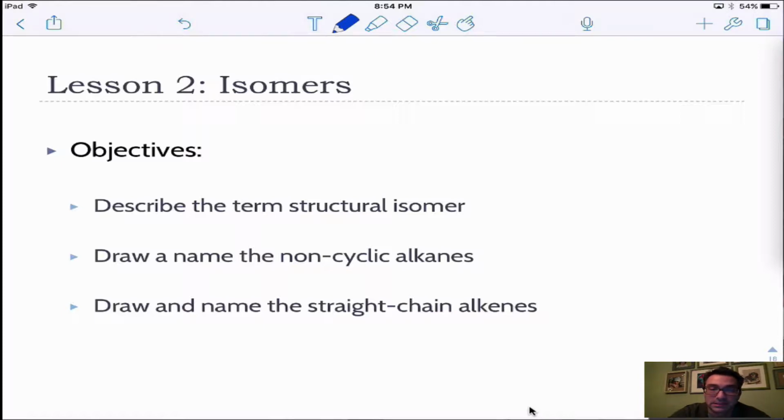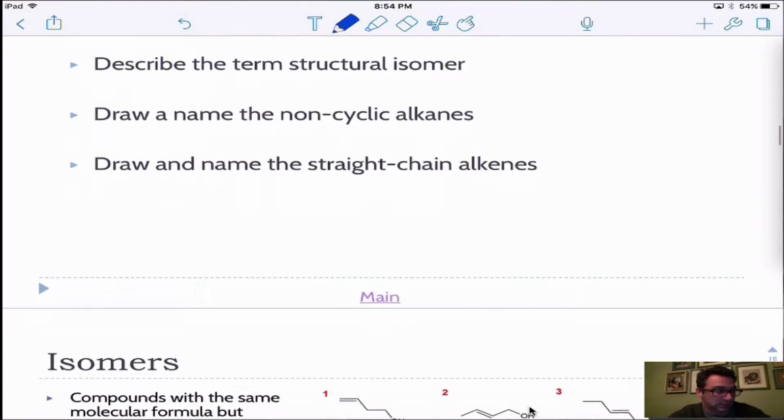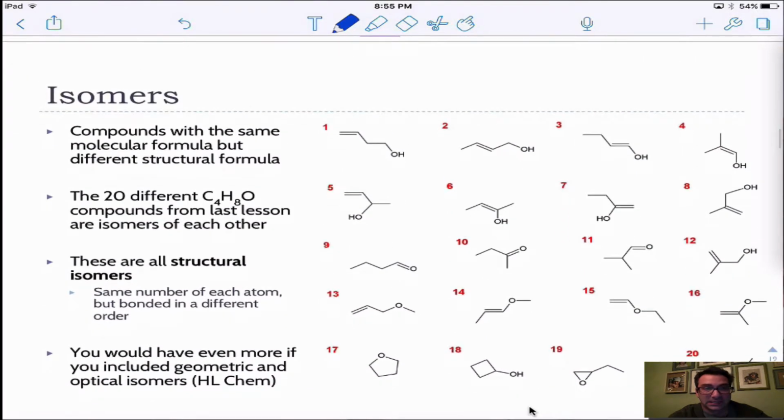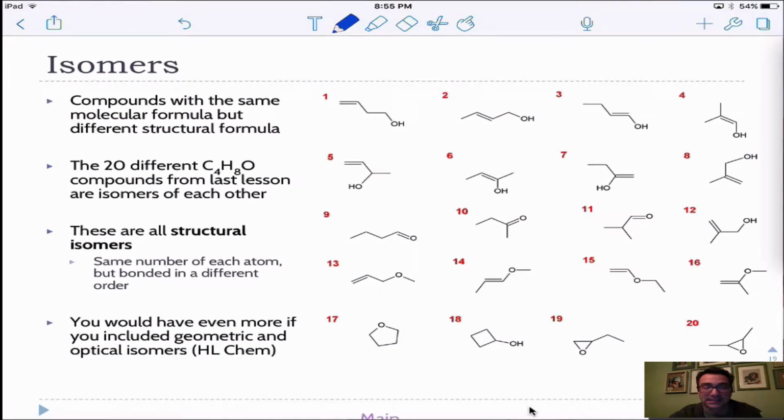And then you need to be able to name and draw the straight chain alkenes as well. So we'll talk about how to do that, and we'll talk about what an isomer is when we do this part of the chapter. When we define an isomer, we say that it's a compound that has the same exact molecular formula, so it has the same number of atoms in it, but they're arranged differently. They have a different structure.